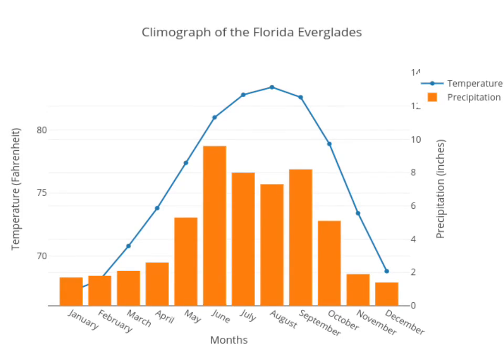This is a climatogram of the Florida Everglades wetlands, where the orange bar graph indicates monthly precipitation and the blue line graph shows temperature. Precipitation increases with temperature on average, so the highest rainfall comes in the summer, while November to April receive less than 3 inches each month.